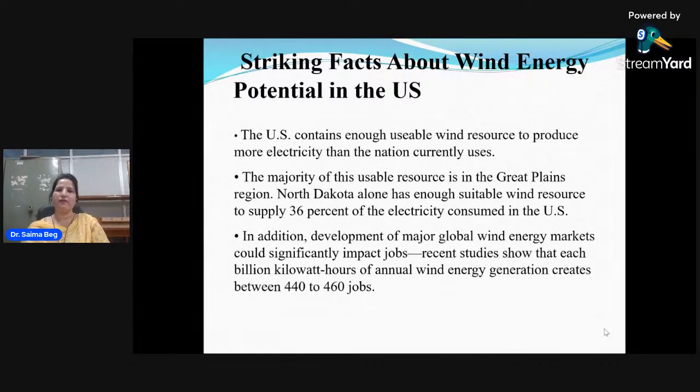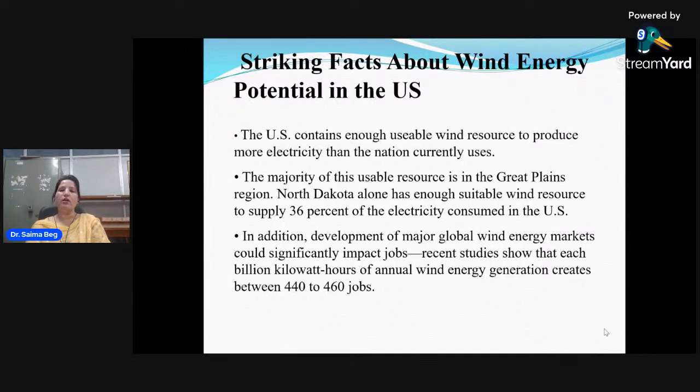These are some striking facts about the wind energy potential in the US. The US contains enough usable wind resources to produce more electricity than the nation currently uses. The majority of these resources are in the Great Plains region, that is, North Dakota alone has enough suitable wind resources to supply about 36% of the electricity consumed in the US.